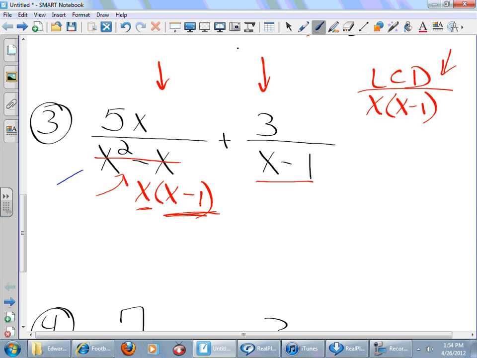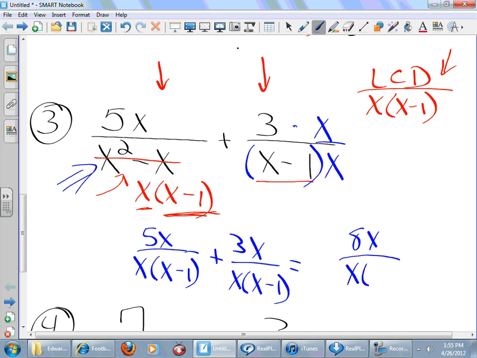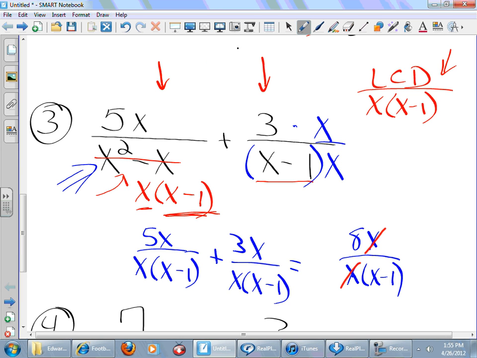Well, look at this. This first fraction already has it, so I'm not going to do anything to it. I'm going to get 5x over x times the quantity of x minus 1. All right. The second fraction, however, the denominator is missing an x. So I'll multiply by x over x, and I'll get plus 3x over x times the quantity of x minus 1. And then combine my like terms, and I'll have an 8x over x times the quantity of x minus 1. Ooh, you see these x's? These x's can cancel out. Yeah. So a better answer will be 8 over x minus 1.